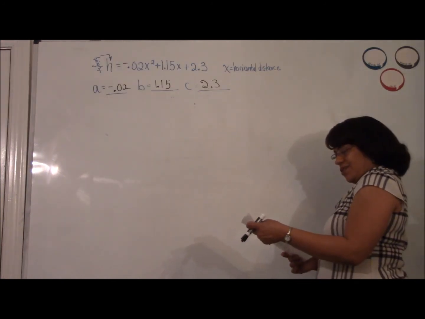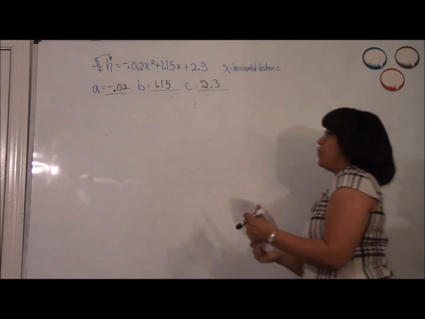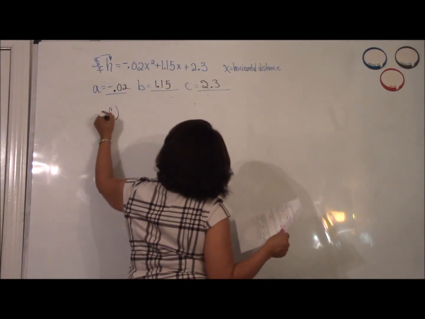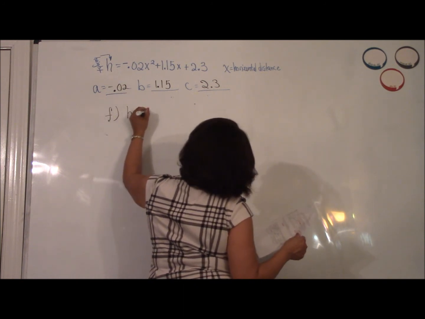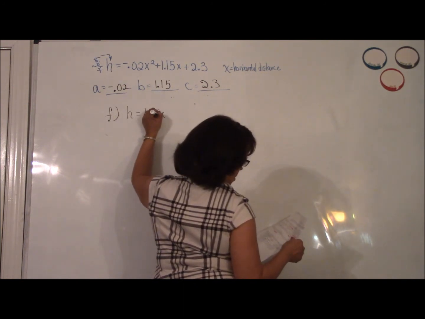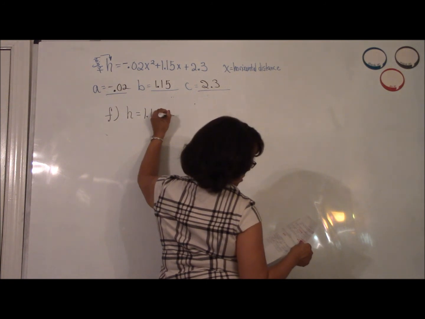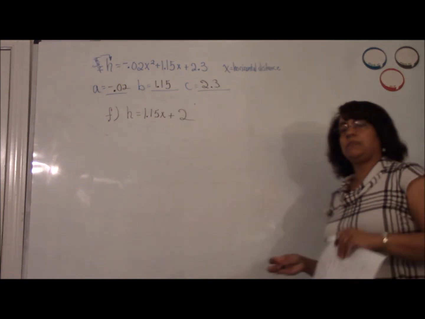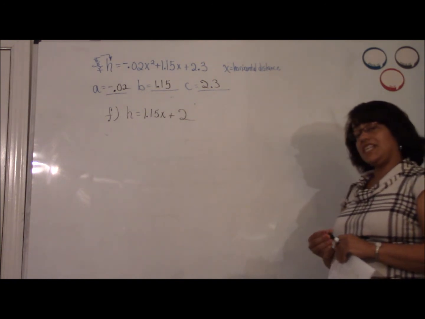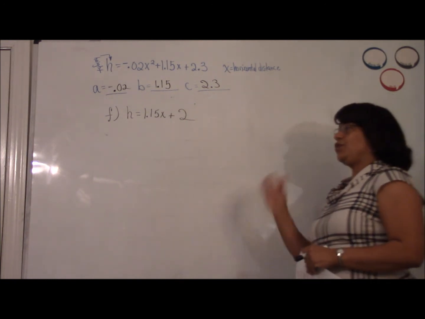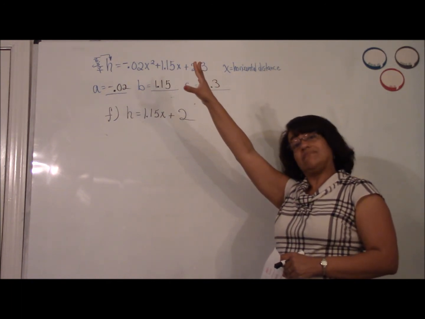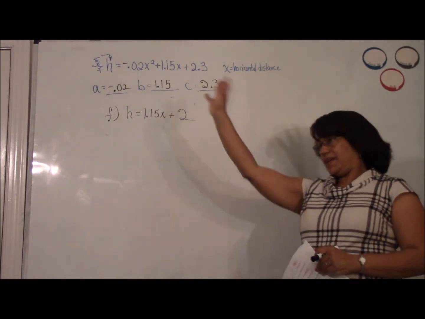y is the linear equation, h is equal to 1.15x plus 2. Why is that not a good model for the path of the football? They just said it's a linear model. So if you throw a football, is it going to go up in a straight line to infinity? Or is it going to go up and come back down?